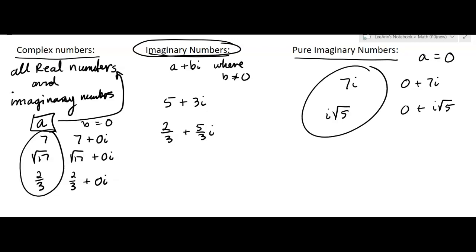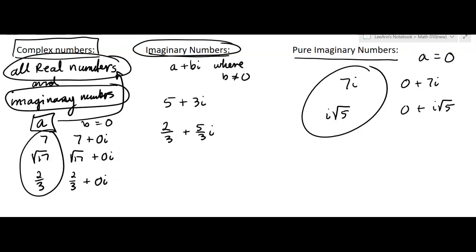Okay, so that's a little bit of some of the terminology we're going to use. We have a new set of numbers. They're called the complex numbers. It includes all real numbers, and it includes any imaginary number, any number that has an i in it. Okay? And all complex numbers can be written in a plus bi form. Okay? So a lot of times they're going to say, leave your answer in a plus bi form.